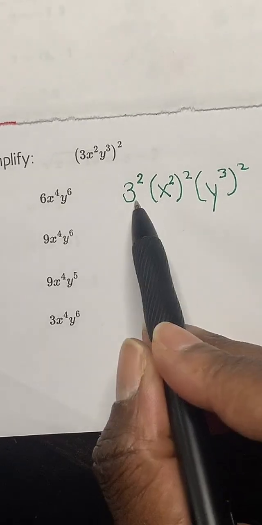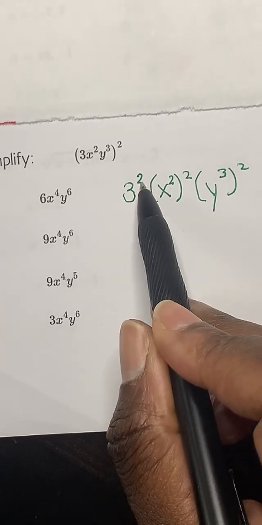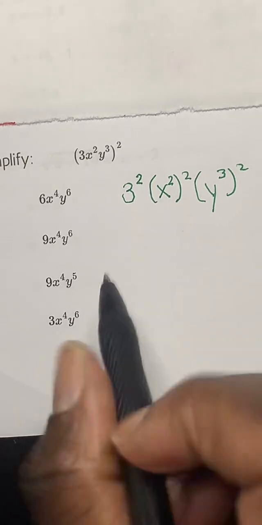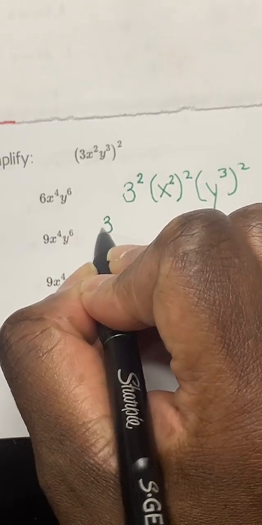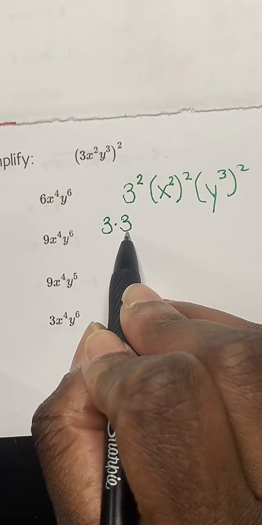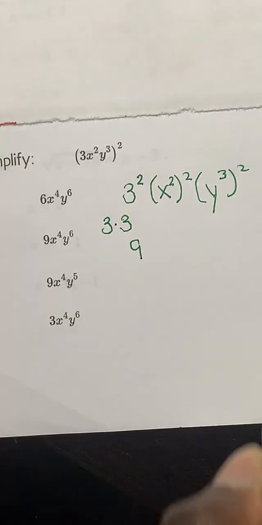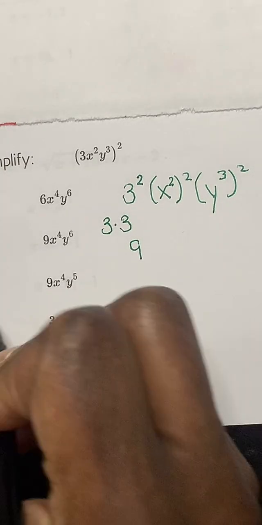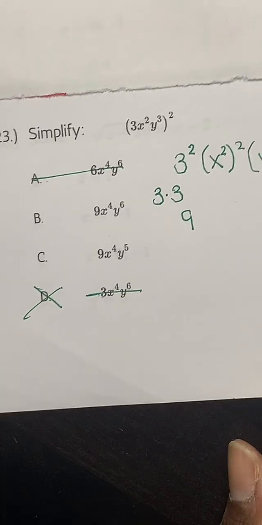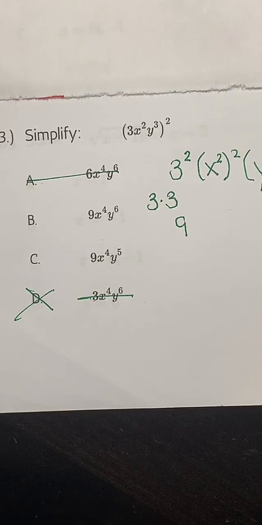So this is where we have to start off. We have to raise the 3 to the second power. Now 3 to the second power is not 6. It's not 3 times 2. This is telling me I'm taking this base of 3 and multiplying it by itself 2 times. So that means I'm doing 3 times 3, which gives me 9. Once I see that 9, that means D is gone as well as A. So now I'm limiting it between B and C. This is a process of elimination.